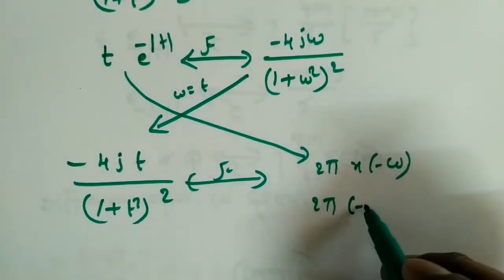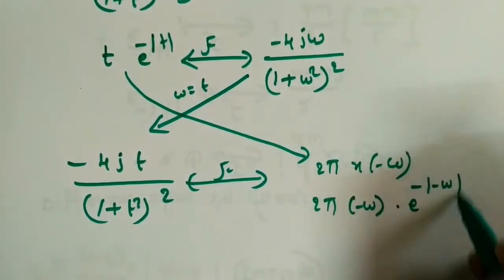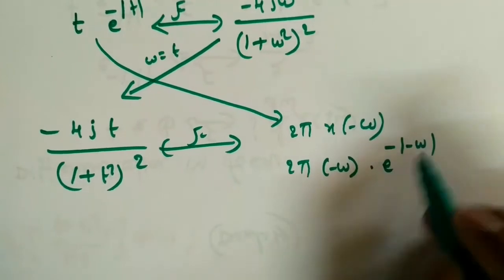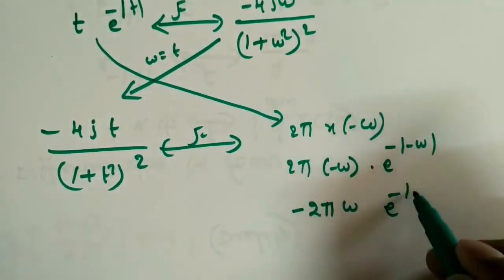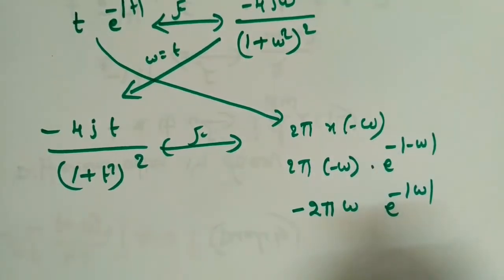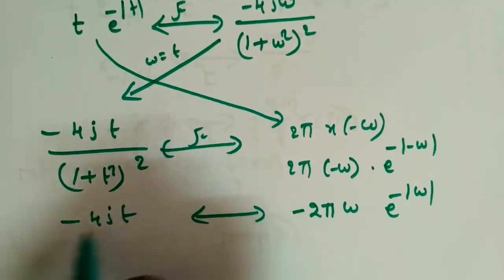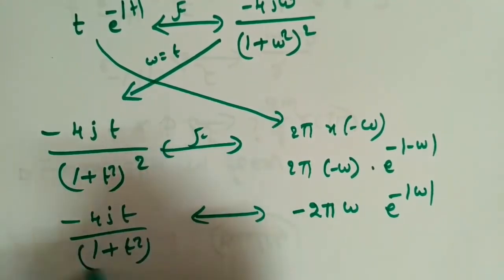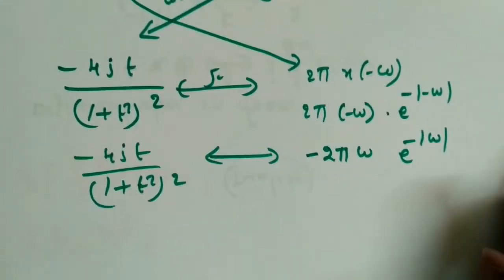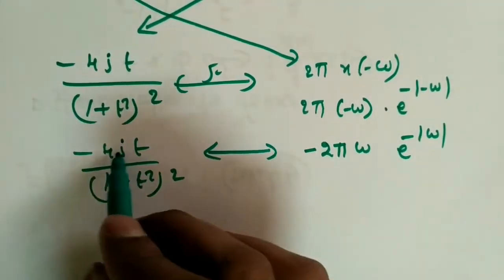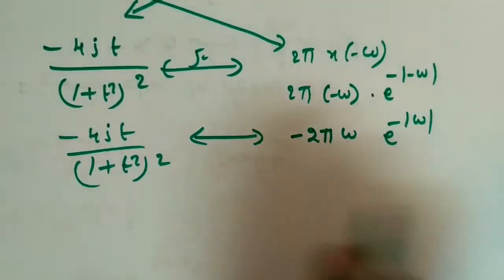So it will become minus omega into e power minus mod omega. Minus of mod means we get minus 2 pi omega e power minus mod omega only, right? Now this is the Fourier transform of minus 4j by (1 plus t square) whole square. But we need only 4t by 1 plus t square. So if I multiply with minus j here, or simply j, we need to substitute.